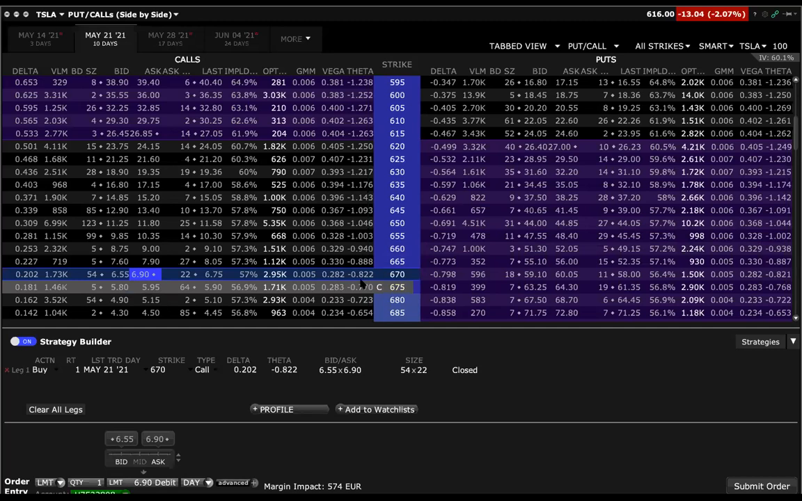Okay, so these are the interactions between the theta and the delta, the theta and the volatility. You see here, everything is linked. For people interested in selling options, the delta will also be the probability of the buyer getting in the money. So here, if we buy this call, it means that we have a 20% chance to get in the money.